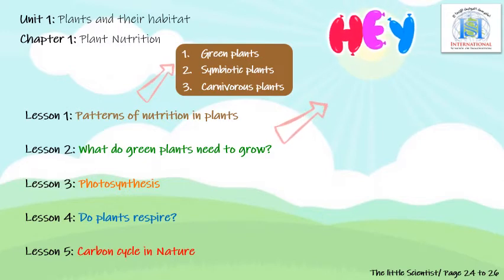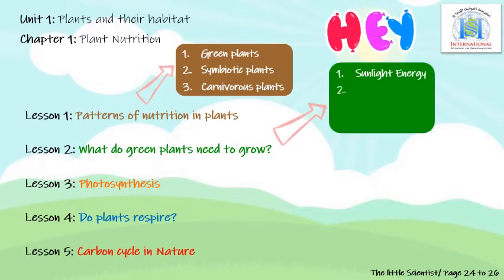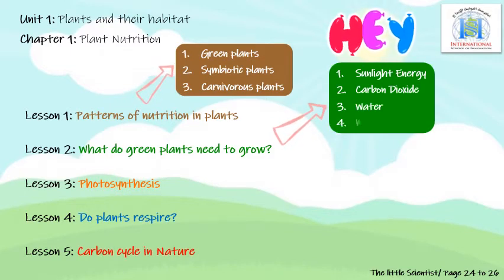Actually, green plants need 4 different things. They take sunlight energy from the sun. They use their stomata to take in carbon dioxide from the air. They absorb water from the soil with their roots, and they also take minerals from their roots.